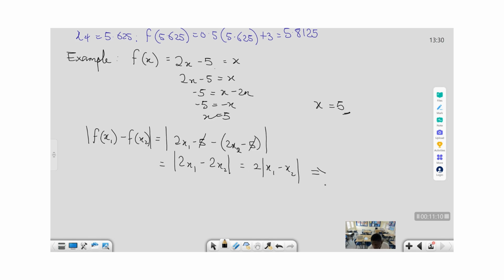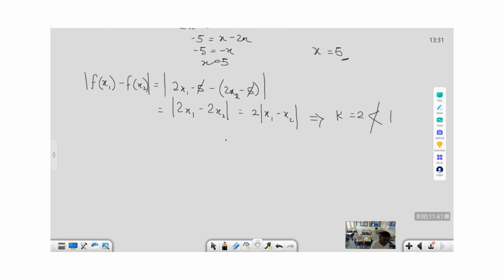Now at this point, you have a value for k, which is 2, which is not less than 1. This simply means that this particular function does not satisfy the contraction property, and therefore by extension all other points diverge. So it has no unique fixed point, and it does not support the Banach theorem.